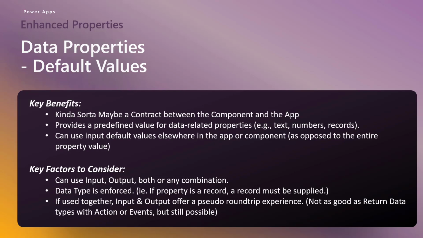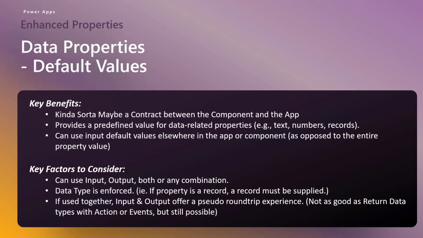I don't know if this is a bug or if it's intentional, and it's not that big a deal, but we'll see how to handle it. But it also provides predefined values for data-related properties, obviously, right? So it makes it super easy to test in that case, because you can make the assumption you're going to get those values.